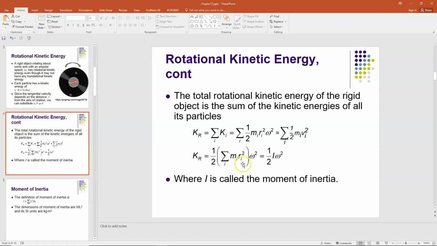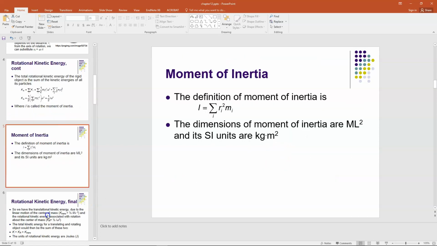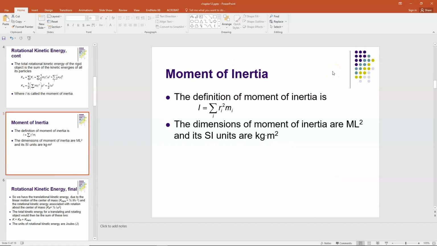Now this stuff in brackets right here is called the moment of inertia of the object, okay? And so we could then write the rotational kinetic energy as 1/2 times the moment of inertia of the object times its angular speed omega squared. So just to reiterate, the definition of the moment of inertia is I equals the sum over i of r_i squared times m_i. That means that the dimensions of the moment of inertia are a mass times the length squared, which would be kilograms meters squared in SI units.